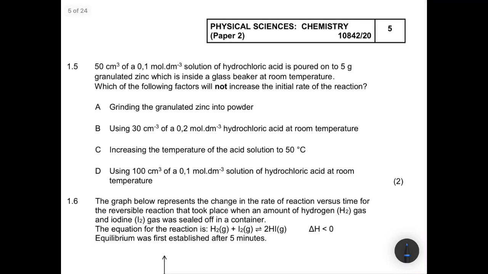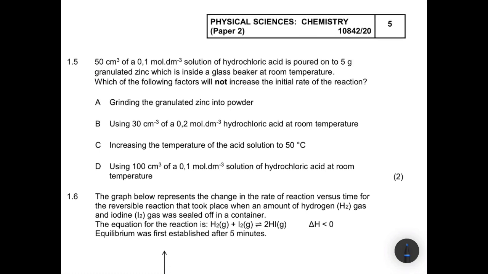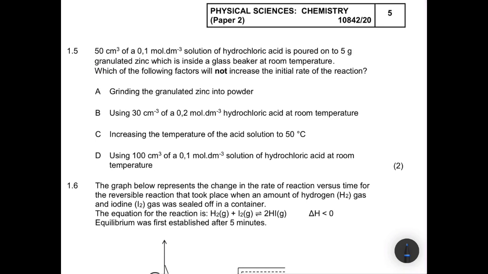Let's do 1.5. So 1.5 is saying 50 cm³ of 0.1 mol/dm³ solution of hydrochloric acid is poured onto 5 grams of zinc, which is inside a glass beaker at room temperature. Which of the following factors will not increase the initial rate of the reaction?